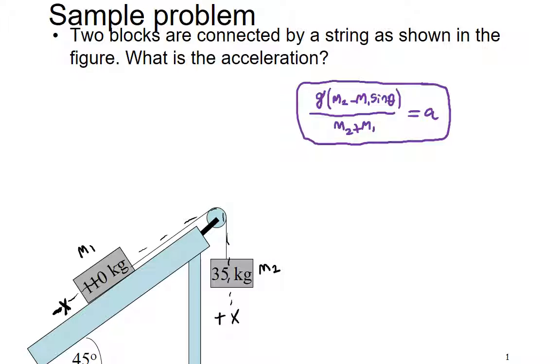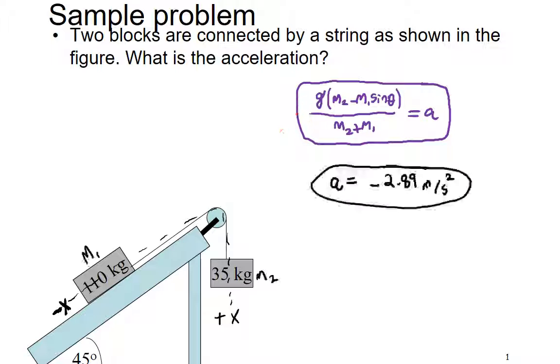Okay, so your equation should have come out as g times m2 minus m1 sine theta divided by m2 plus m1, and the acceleration of the system is negative 2.89 meters per second squared.